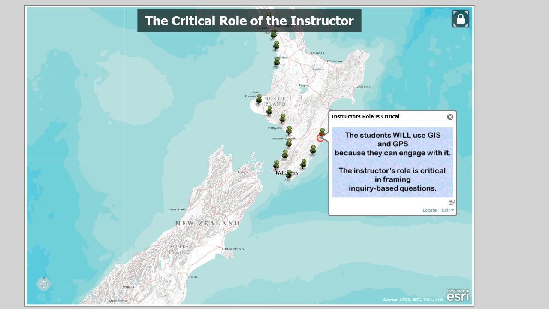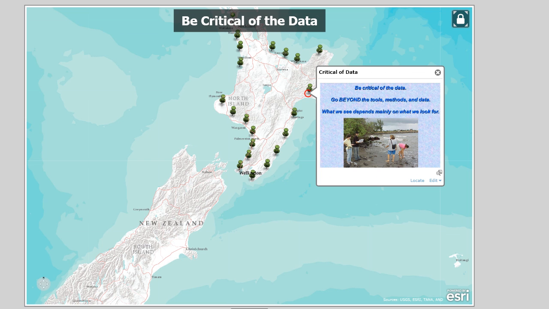And also, I would like to say that the role of you as the instructor in GIS is critical, because you're the one framing the inquiry-based questions. The students will use GPS and GIS because they can engage with it. They're fascinated by it. It's a neat and interesting, fascinating technology. But your role is really critical here. Otherwise, it's just a bunch of lines, points, and polygons and images on a map.